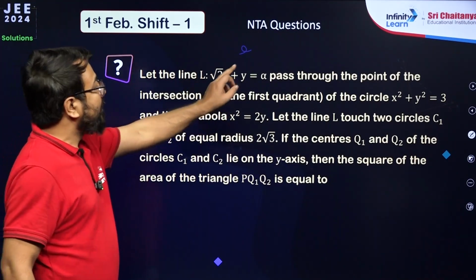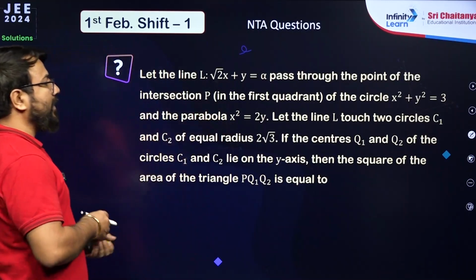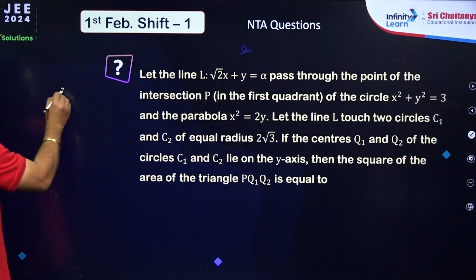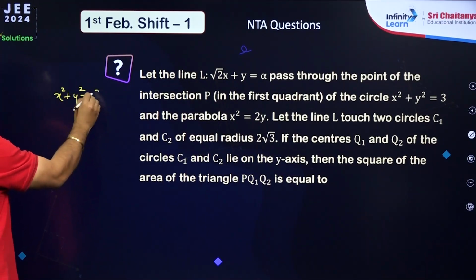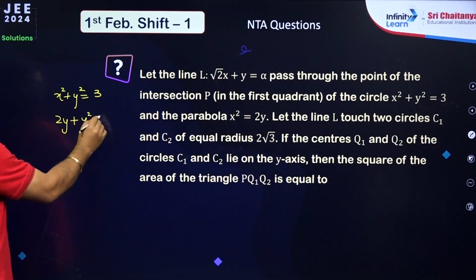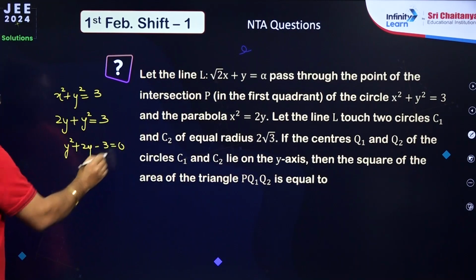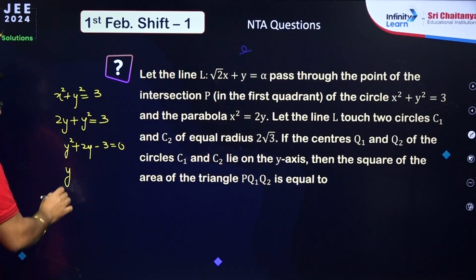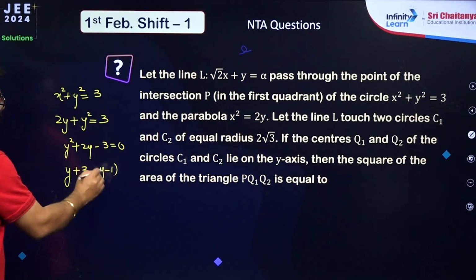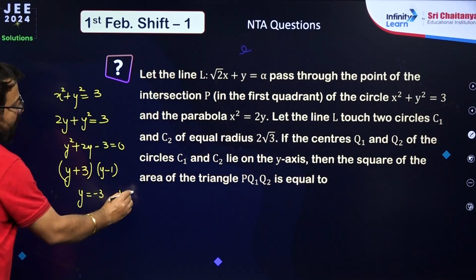Let this line pass through the point of intersection of a circle and a parabola. So basically there is a circle and a parabola intersecting. X square plus y square is equal to 3. And instead of x square I am writing 2y, sorry. So y square plus 2y minus 3 is equal to 0. I will be able to split it into two parts: y plus 3, y minus 1. Two values of y: y is equal to negative 3, y is equal to 1.